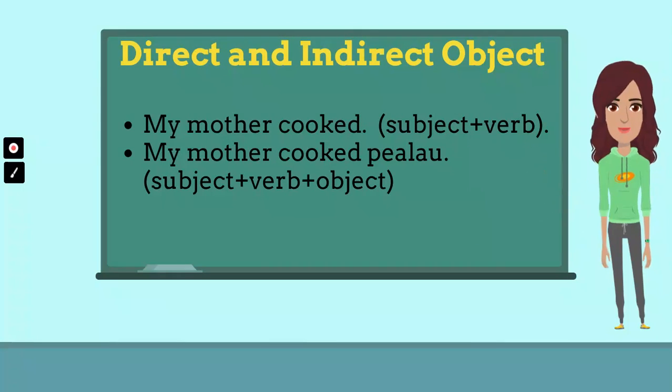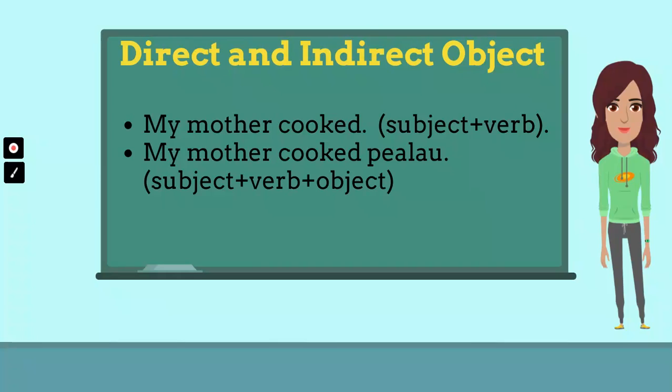Now we have two different sentence patterns here. In the first sentence pattern, we're seeing the subject and verb sentence pattern. So it reads, my mother cooked. The subject is my mother. The verb is cooked. So we're seeing here that a group of words can be made up of only a subject and a verb, just those two things, but the group of words is still a sentence.